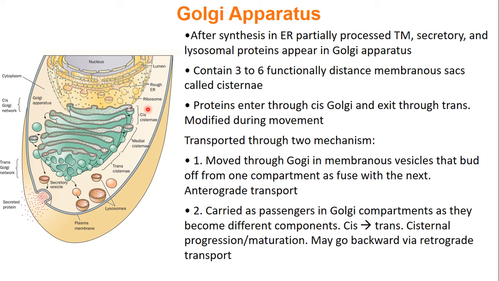Now, there are different ways you can move through the Golgi. If you break off into little membranous sacs like this and travel from chamber to chamber, that's called antegrade transport. Or you could just chill in this chamber and the Golgi naturally moves up like a conveyor belt. So if you start in cis and just hang around in cis, eventually you'll make your way up to the trans with what used to be called the cis. This is called cisternal progression. And it's actually possible to go backwards, called retrograde transport.